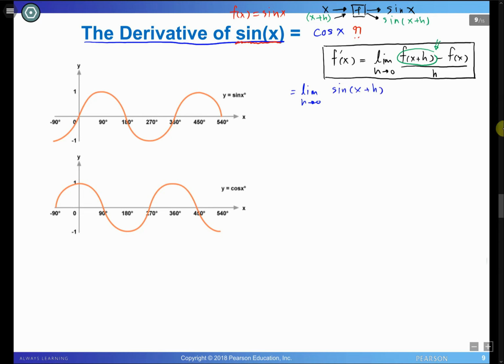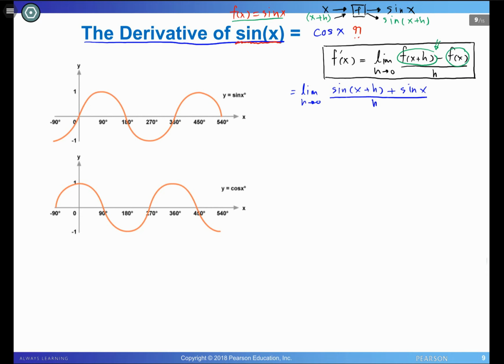Now let's take a look at the second term. Right here, this is function of x. This one is easy. Function of x in this case is sine of x. So let's use that. Plus sine of x. Now divide this by h. Nothing changes there.